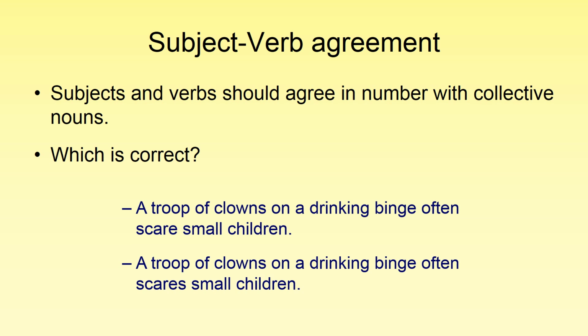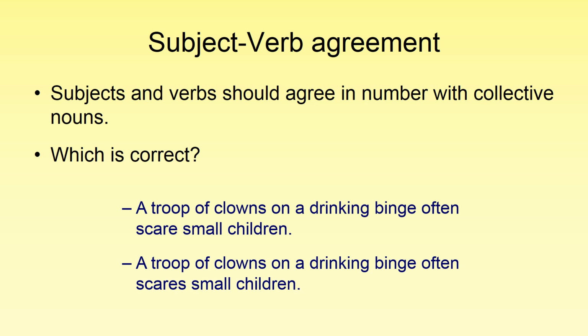I'd like you to pause the video for a second and decide which of these two sentences is correct. Okay, we have a troop at the beginning of this sentence, which is singular. We have clowns, which is plural. When we put them together, is this singular or plural, a troop of clowns? The answer to that question is that this is singular.